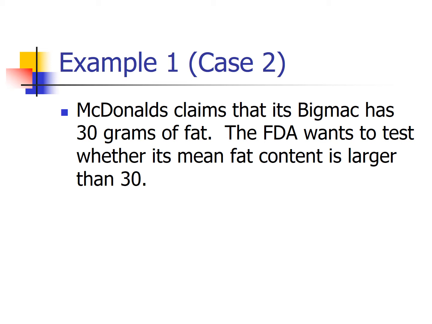And so we, as a watchdog agency, would need to test. And what is it we would be interested in testing? We'd be interested really in testing whether the mean fat content is larger than 30, because that's what would be harmful to the public. If it was less than 30, then, as far as the government's concerned, who cares? McDonald's might want to advertise if it's less than 30. But for someone who's just watching out for the public, we would perhaps only care whether it's more than 30. So, we're going to show on the next slide how we would write out the hypotheses.